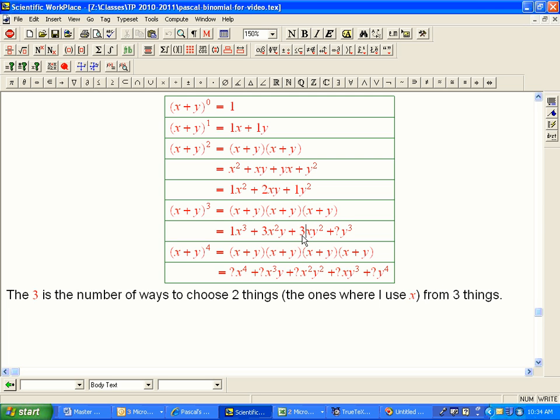Now this 3, we know this is a 3, but where does that come from? That's coming from, I just need one of them to pick and highlight with an x. So I could pick that one to be x and the other ones I use y from. I could pick this one to be the one I use an x, or I could pick this one to be using an x, and that's going to be 3. Okay, so the other 3, the second 3, is the number of ways to choose one thing from 3 things. And those are the same number.